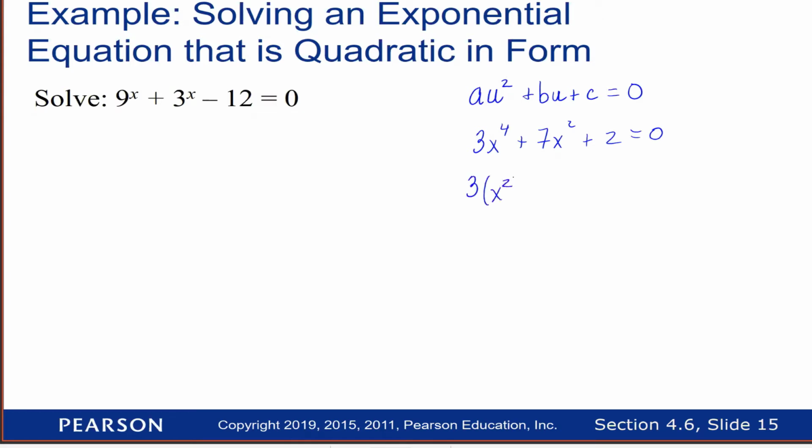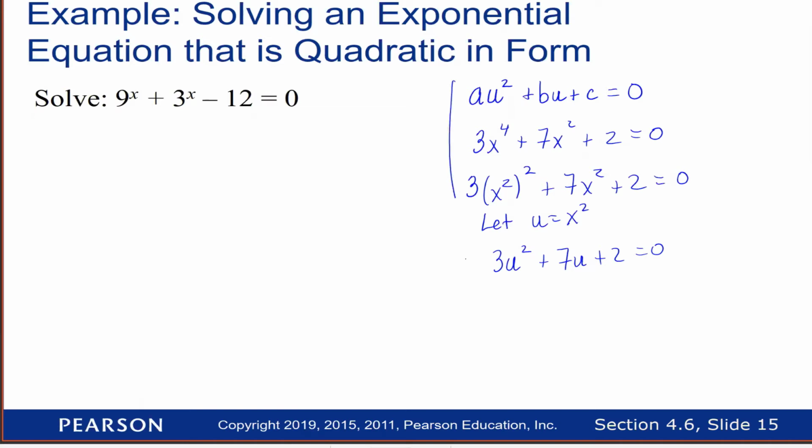as 3 times x squared, all squared, plus 7x squared plus 2 equals 0. And then if I let u equal x squared, I would have 3u squared plus 7u plus 2 equals 0. So that's the idea behind quadratic in form, is to find some substitution that allows you to see the equation as an actual quadratic equation.